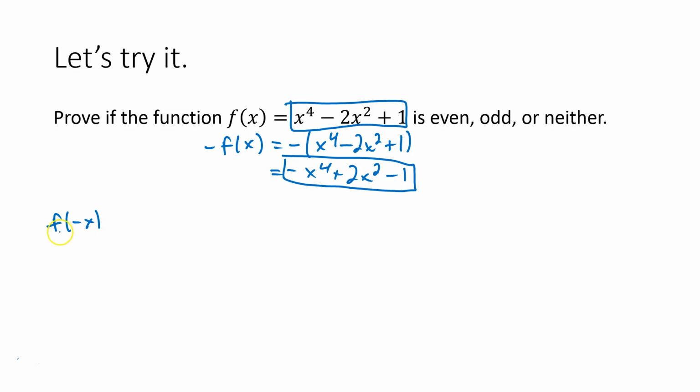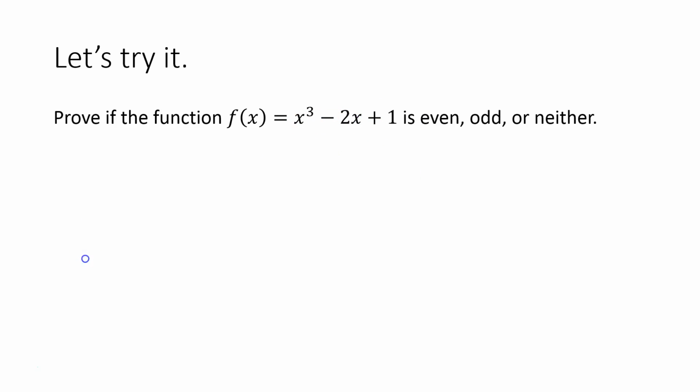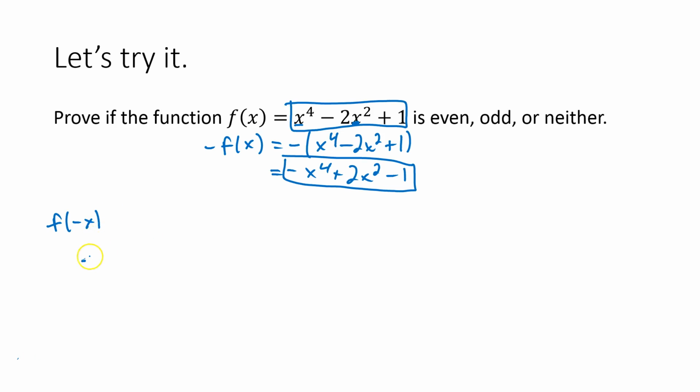Now, when I have that negative x in the function notation, that means every x in the function, here and here, is going to be replaced by a negative x. So let's give that a shot. So we're going to put negative x into our function. So we have negative x to the fourth minus 2 times negative x squared plus 1. So now I'm going to actually perform these exponents on the negative x's here. So negative x to the fourth.